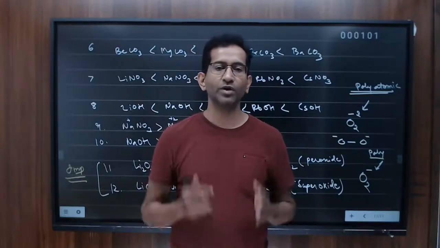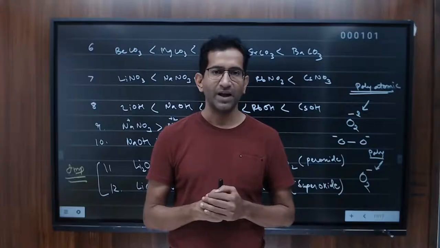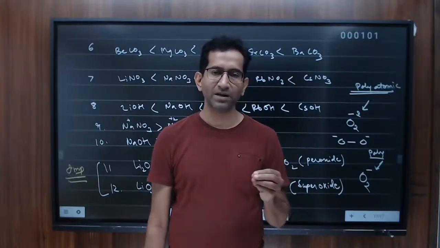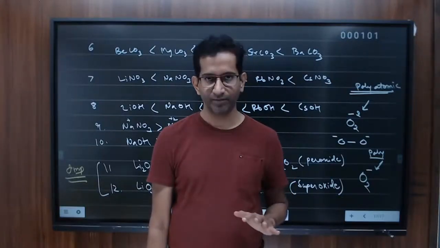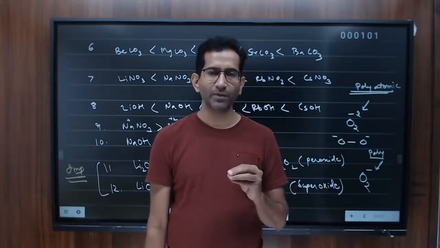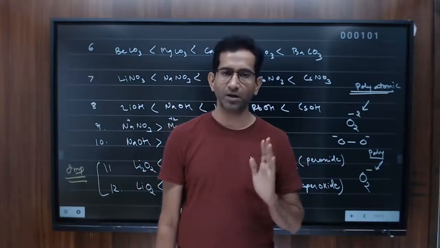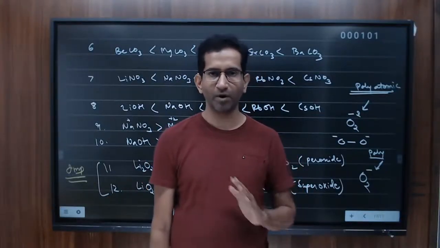So I hope today we took two things. One is Fajan's rule. Small cation, large anion, that much is enough. And more the covalent character, less will be the melting point, boiling point, solubility, and less will be the thermal stability also. That is all about Fajan's rule.